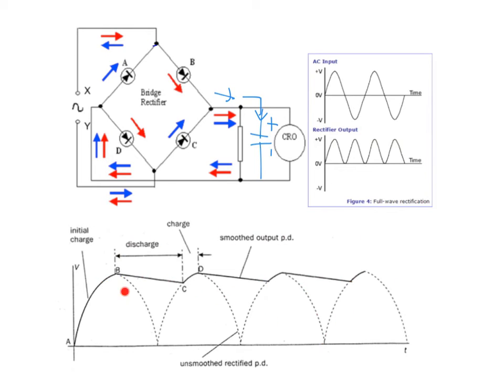So isn't it almost straight? So this is called smoothened or smooth rectified PD. Okay? So this is how it provides smoothing.